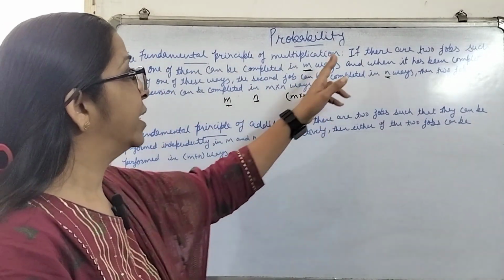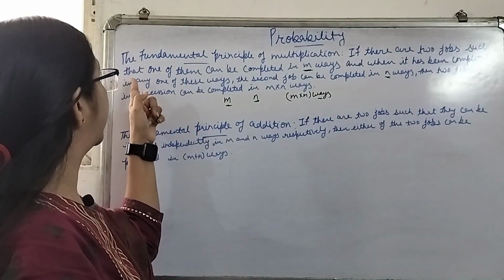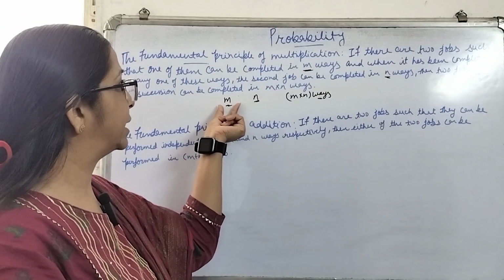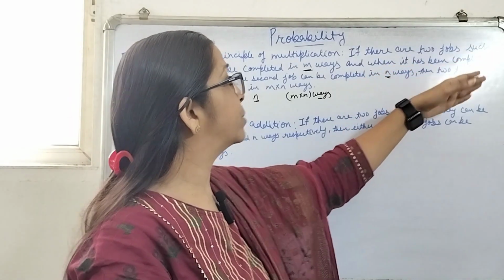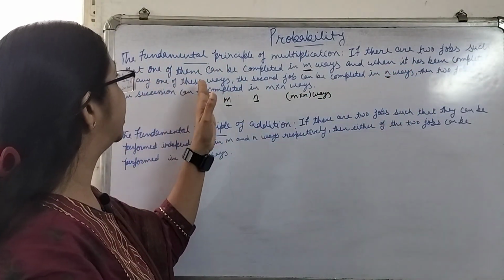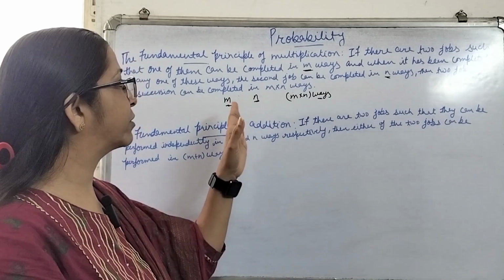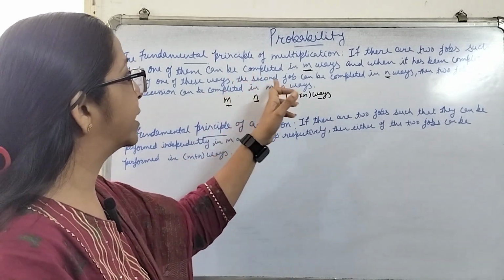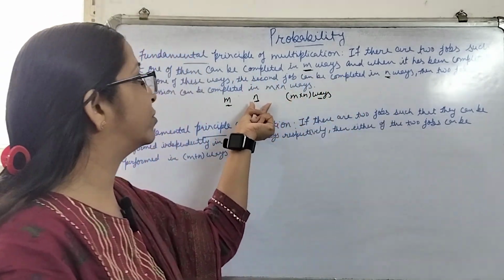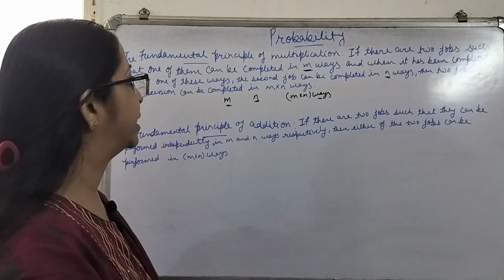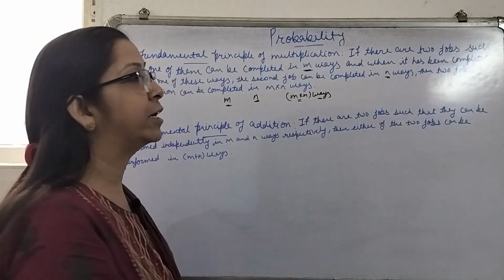That simply means if there are 2 jobs such that one of them can be completed in m ways, and when it has been completed in any of these m ways, then the second job can be completed in any of the n ways. Then the two jobs in succession can be completed in m into n ways.